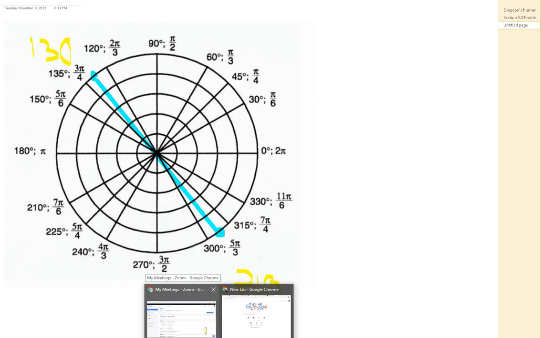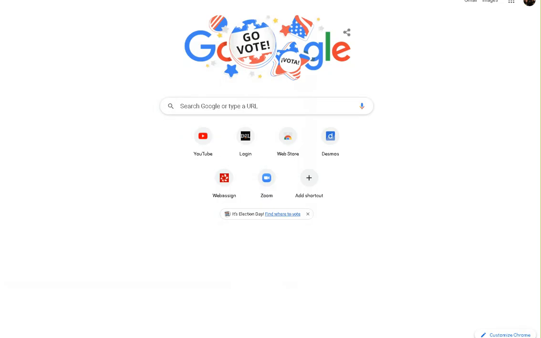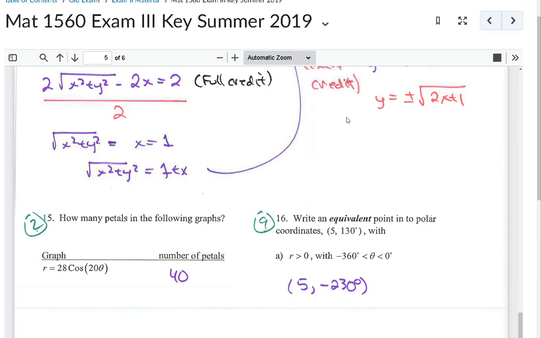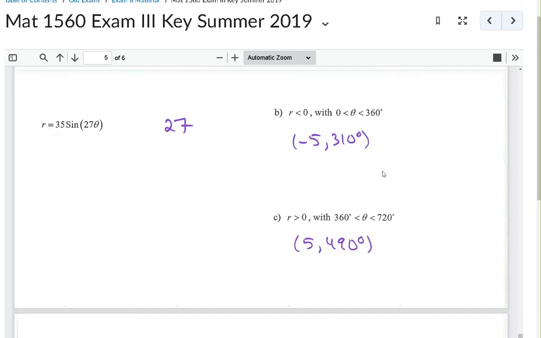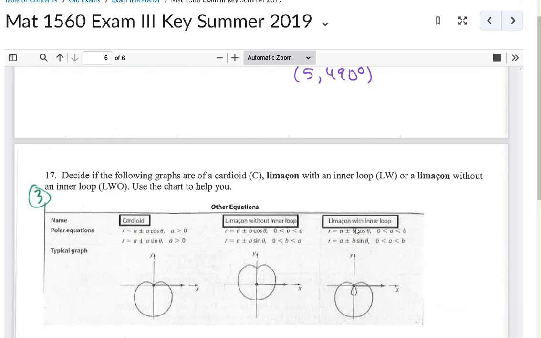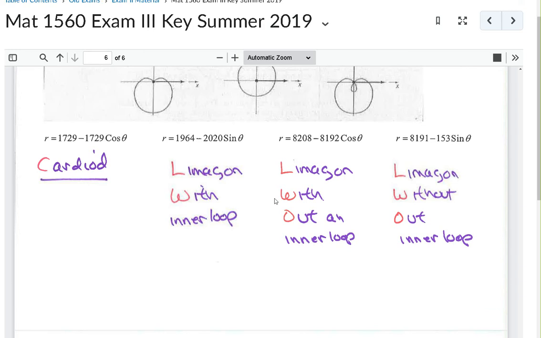Let's go back here. Here's another one like that. This time it's asking you for a number between 360 and 720. So you can take your 130 and add 360. That's how you would get the 490. These I talked about earlier.